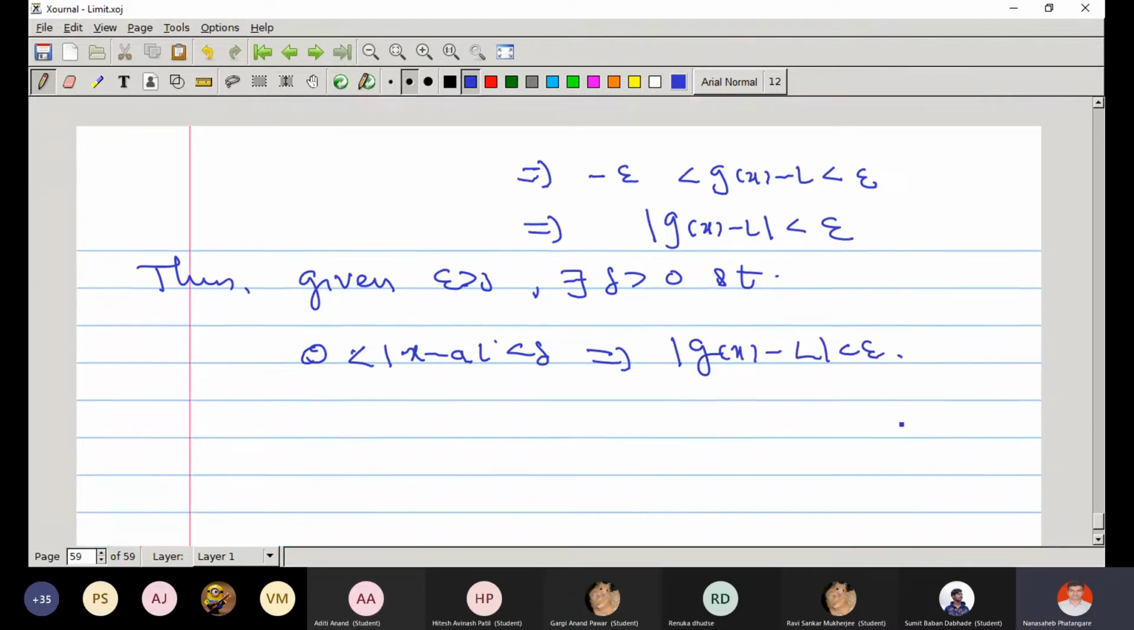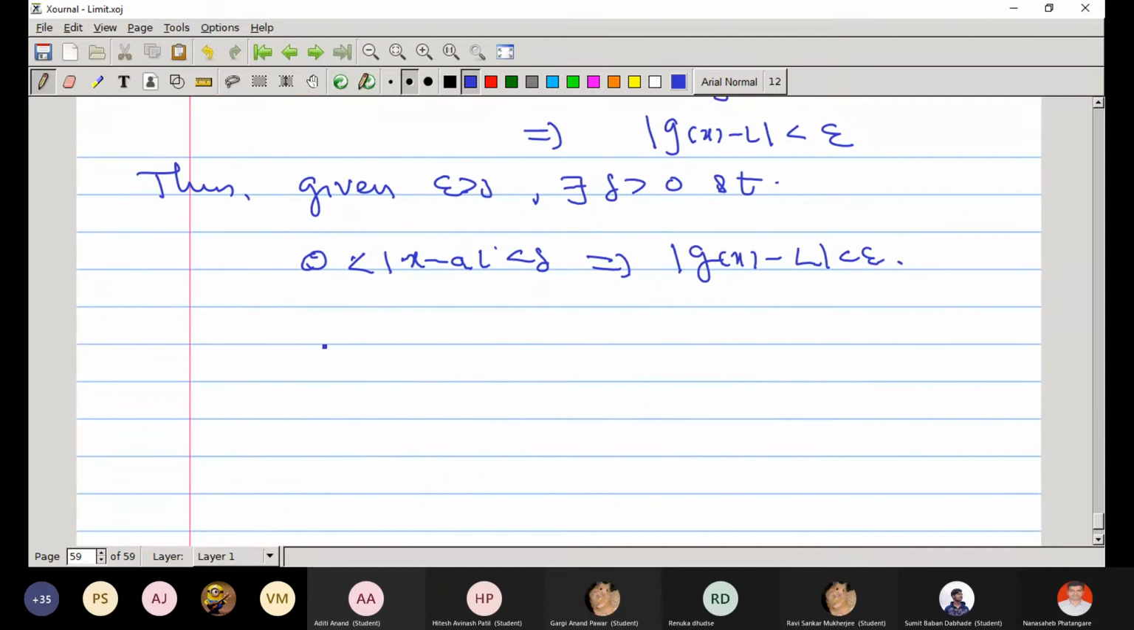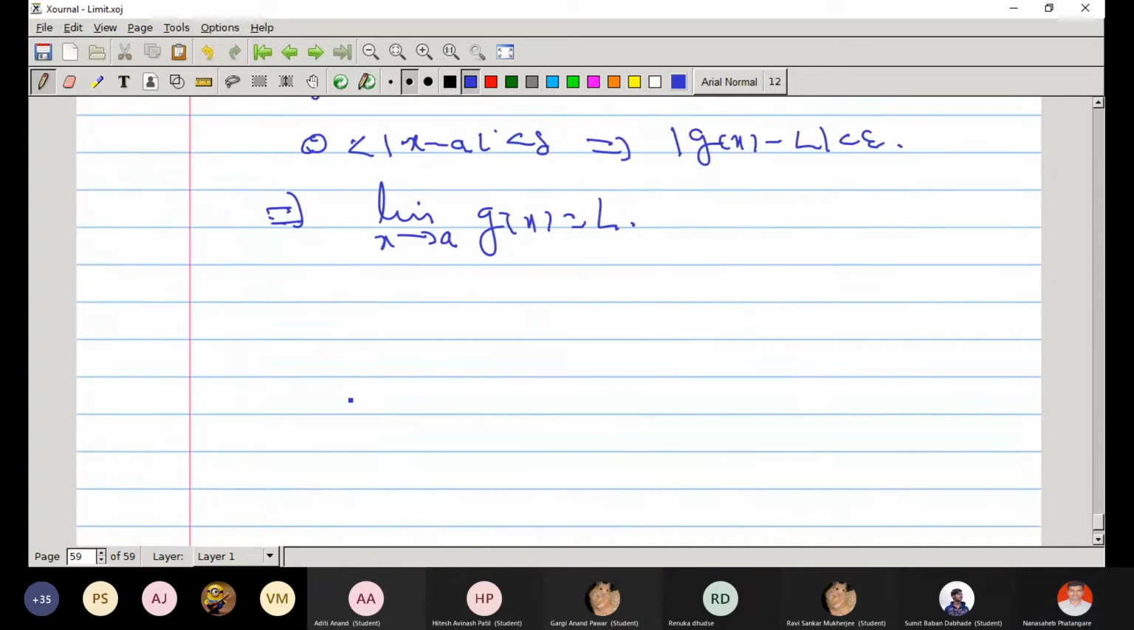So what is the conclusion? For every epsilon, therefore the limit as x tends to a of g(x) is L. Right, so the proof is clear. Any doubt in the proof? No, sir. Okay.